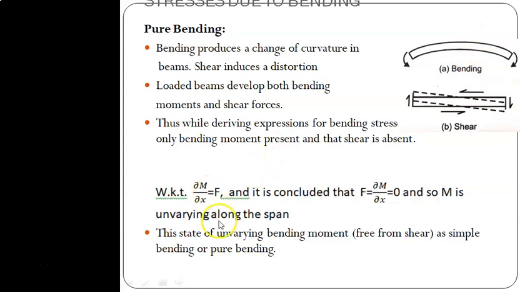We know that dM/dx is equal to F, and here F is equal to dM/dx equals 0, so M is unvarying along this span. If there is no shear force, M is constant throughout the section. This state of unvarying bending moment, free from shear, is known as simple bending or pure bending.